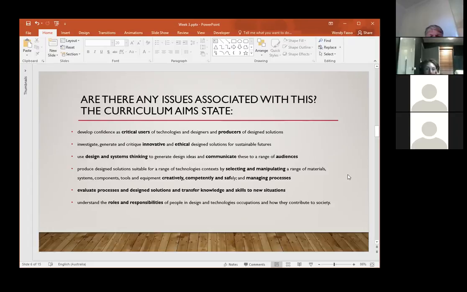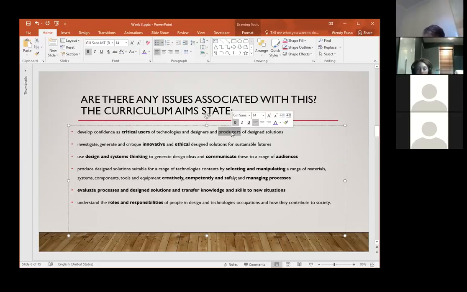The curriculum aims come out with some fairly critical statements, and it's worthwhile looking at those aims and actually highlighting the key components of those statements and thinking about the implications. For instance, how do we support our children to be critical users of technology? So if we're asking them to use the tools or play with toys, how can they be critical users of toys and actually make decisions about how these toys could be improved? So they're users and they're producers, and those producers of design solutions probably is the aim of what you're looking at. How do we get them to be innovative?